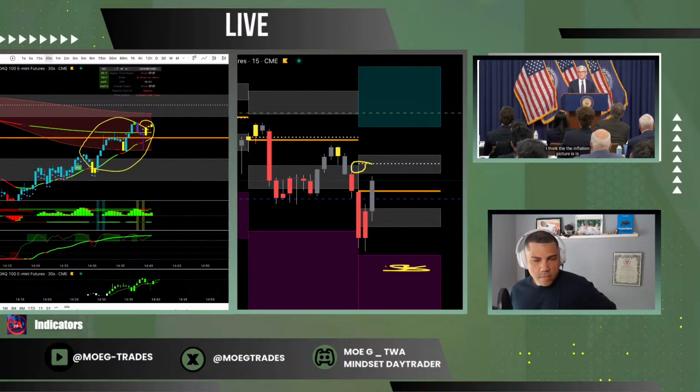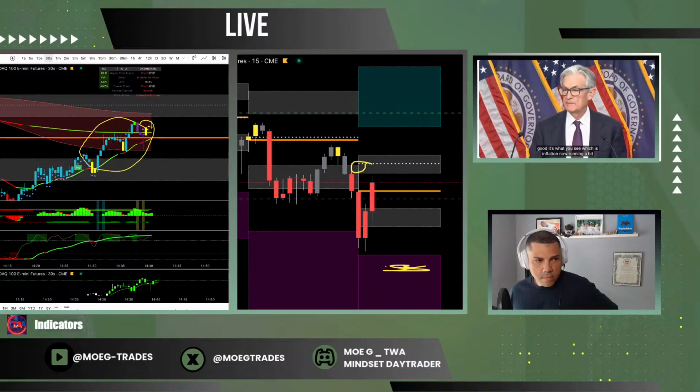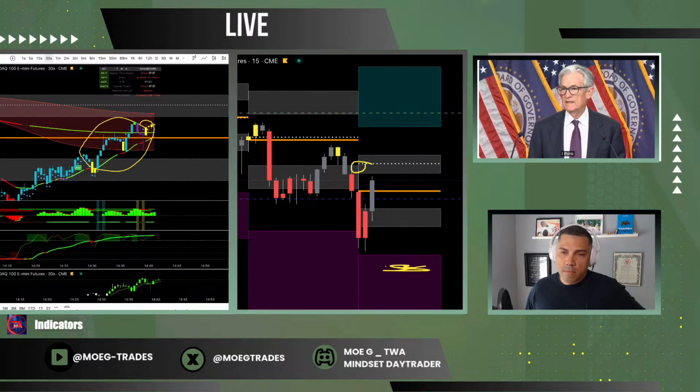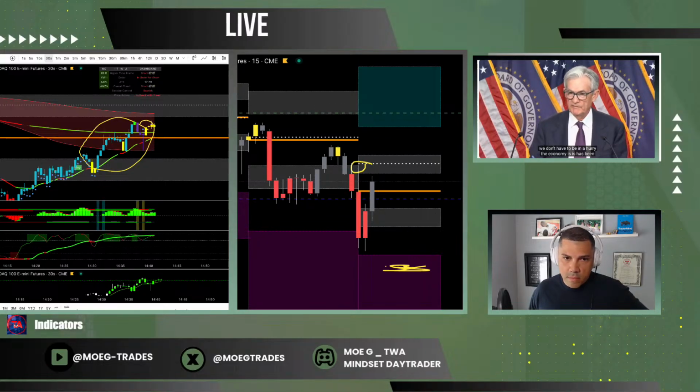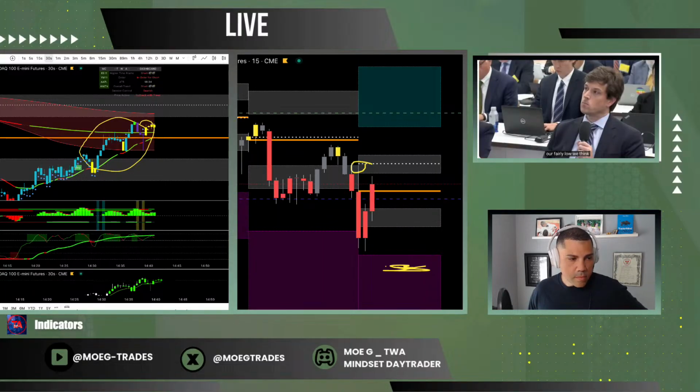I think the underlying inflation picture is good. It's what you see, which is inflation now running a bit above 2%. And we've had basically decent readings in housing services and non-housing services, which is a big part of it. So that part is moving along well. But there's just so much that we don't know. I think we're in a good position to wait and see. We don't have to be in a hurry. The economy has been resilient and is doing fairly well. Our policy is well positioned. The costs of waiting to see further are fairly low, we think. So that's what we're doing.